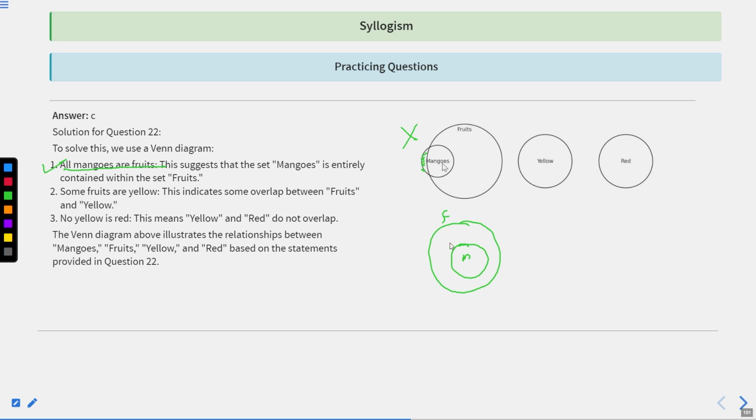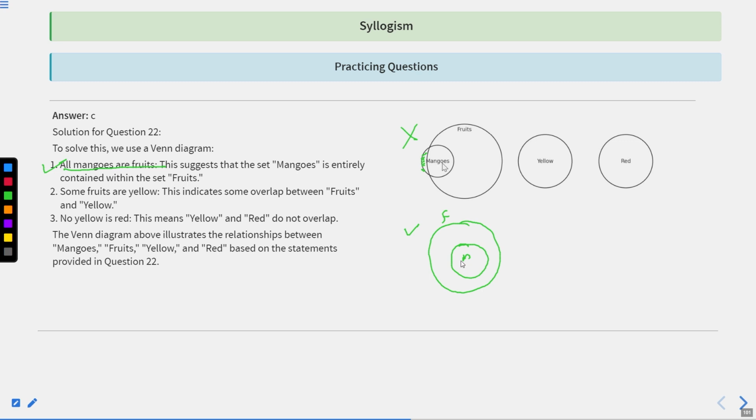Now this particular diagram conveys a correct relation between the fruits and the mangoes, which it has been mentioned according to statement number 1 that all fruits are mangoes. So all fruits are mangoes. This should be the correct representation of the Venn diagram for the statement all fruits are mangoes.